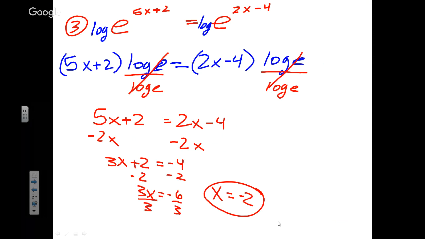How could I check this? So I could check this by plugging it in. I could type in E raised to the 5 times negative 2 plus 2. Hit enter. It's going to give me some ugly thing. And then do the same thing to the other side and make sure those 2 ugly things are equal. Okay? We feeling a little better about this stuff? Okay?